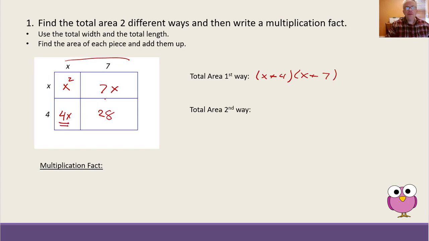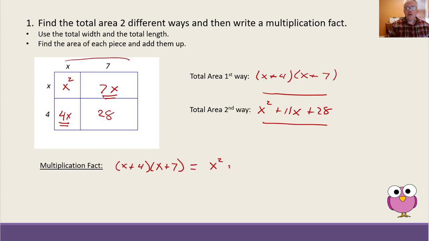When we add them up, these two terms are like terms, we can combine them. So we have our x squared. 4x plus 7x is 11x, and then we have plus 28. These two expressions are both expressions for the same thing, so they have to be equal. They both equal the area. So x plus 4 times x plus 7 should equal x squared plus 11x plus 28. This is a multiplication fact. It tells me what you get when you multiply x plus 4 times x plus 7.